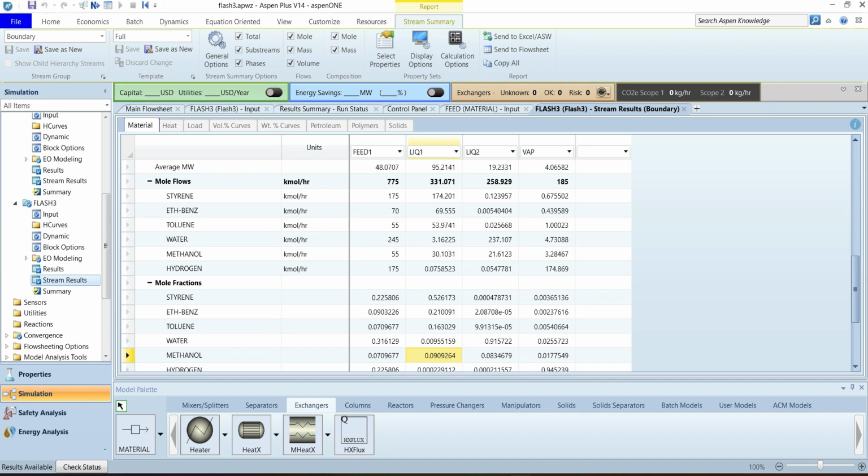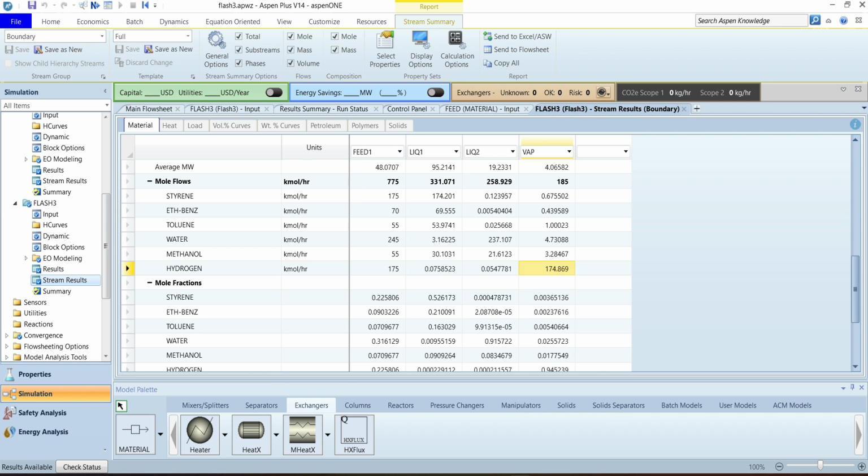As far as hydrogen is concerned, out of 175 kilomoles per hour, 174.869 kilomoles per hour is recovered from the vapor phase, and this is 94.5% pure hydrogen. The remaining fractions include 1.7% methanol, 2.5% water, and minor fractions of toluene, ethyl benzene, and styrene.